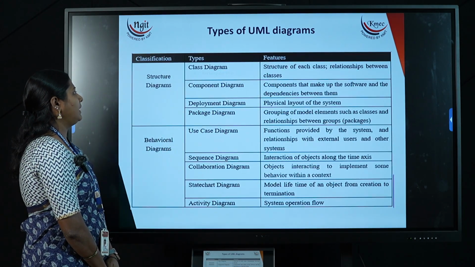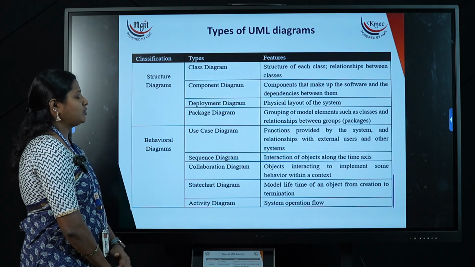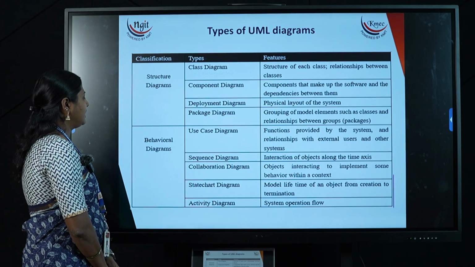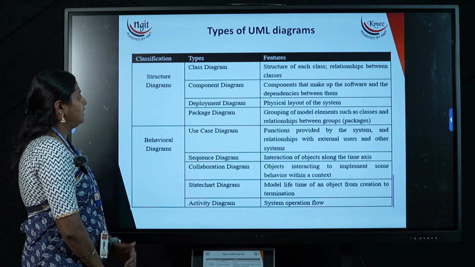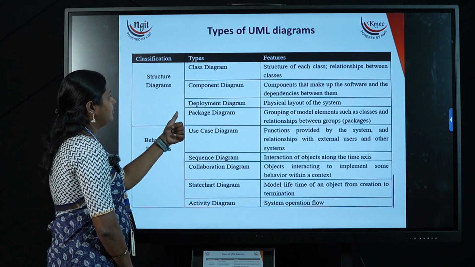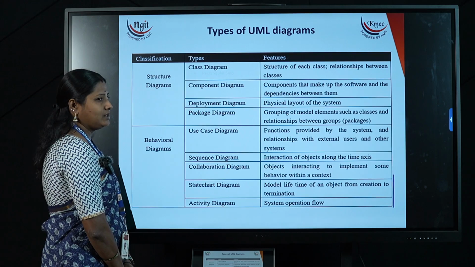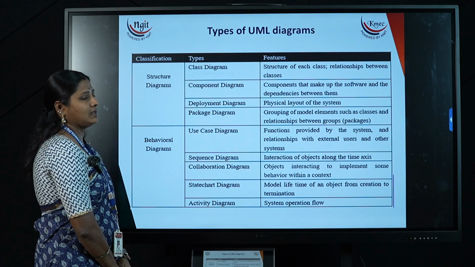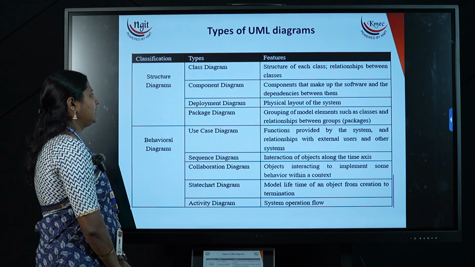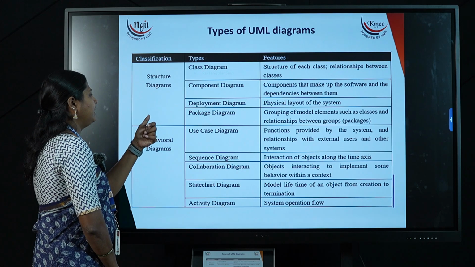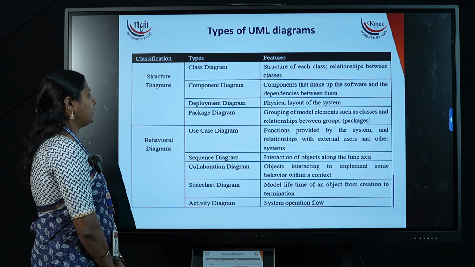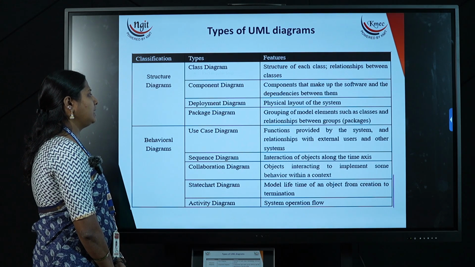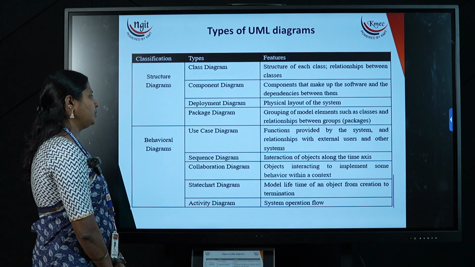Coming to the types of UML diagrams, there are a total of 9 types. 4 diagrams come under the structural diagrams and 5 under the behavior diagrams. The structural diagrams are the class diagram, component diagram, deployment diagram and package diagram. The class diagram shows the structure of each class and the relationships between classes, whereas the component diagram shows what makes up the software and the dependencies between them. The deployment diagram is a physical layout of the overall system. The package diagram is a grouping of model elements such as classes and the relationships between the groups.